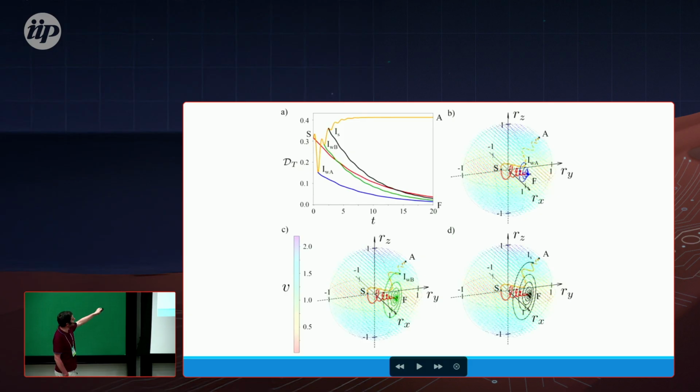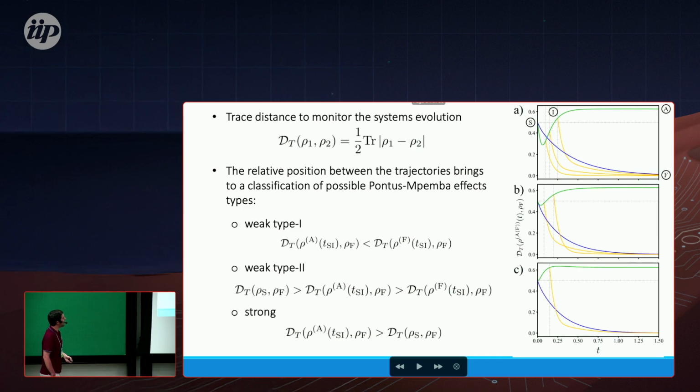And again, this effect, which we call the strong Pontus-Mpemba effect, is characterized by a crossing between the two-step procedure and the single-step procedure. Again, whether we can trigger this effect or not depends on the reciprocal position of the initial starting point, the final point, and the auxiliary state.